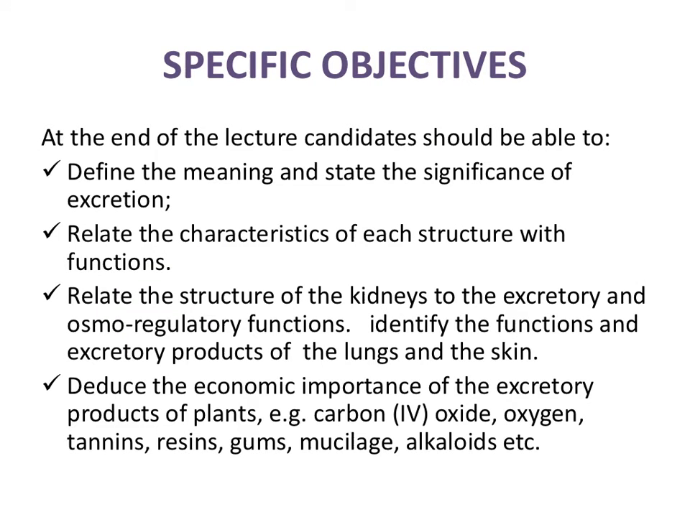At the end of this lecture, candidates should be able to define the meaning and state the significance of excretion, relate the characteristics of each structure with functions, and also relate the structure of the kidneys to the excretory and the osmoregulatory functions of the kidney. They should be able to deduce the economic importance of the excretory products of plants, which includes oxygen, tannins, resins, gums, mucilage, alkaloids, and carbon dioxide.